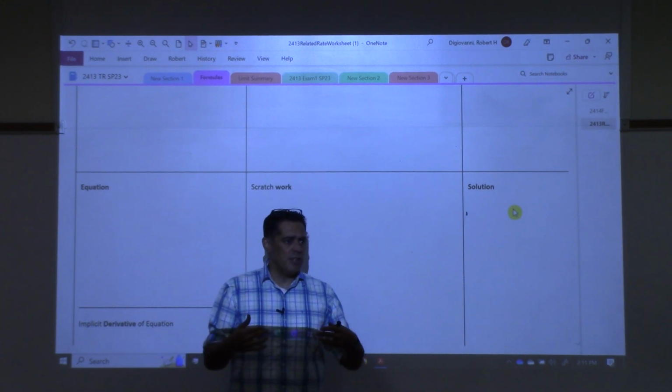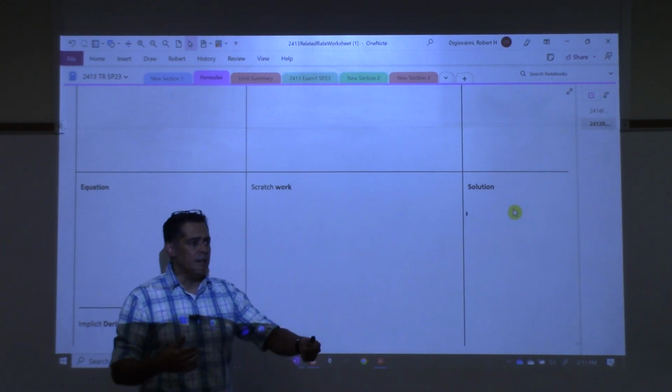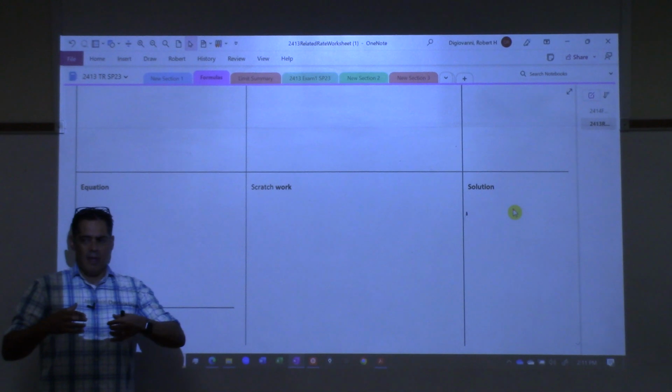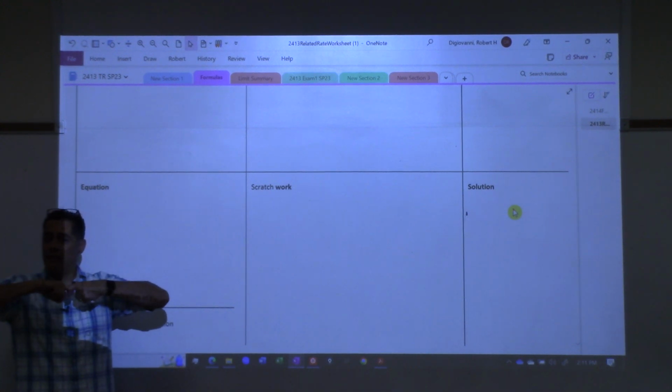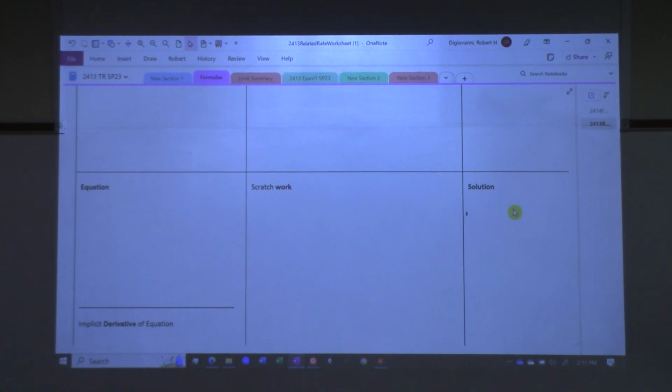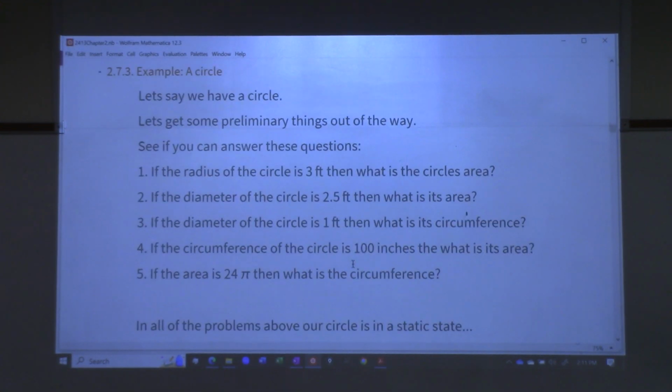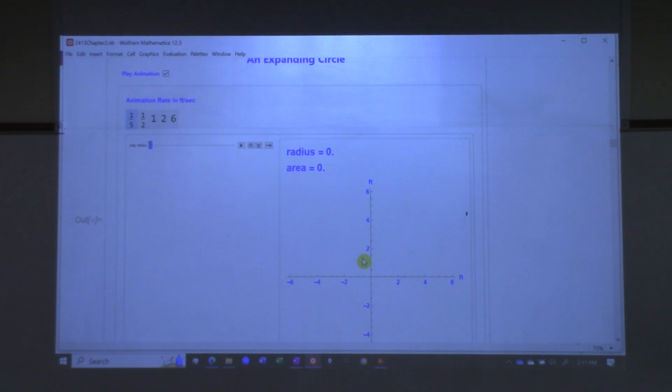So this section is about related rates. It's how two derivatives are related to one another. How two derivatives are connected. You need to see the problem. Here's your first one.